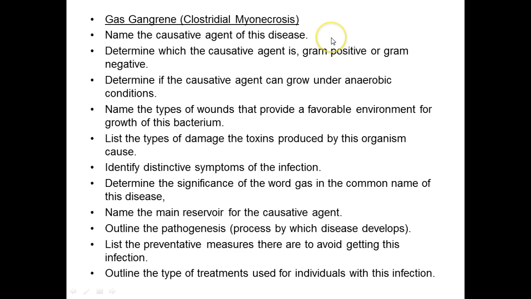So what's the name of the causative agent? It's a Clostridium species, right? The most common offender is perfringens. Is it gram-positive or gram-negative? Gram-positive. Can it grow under anaerobic conditions? Yes, and in fact, that's when it's pathogenic, right? Because that's when it's going to produce its toxins.